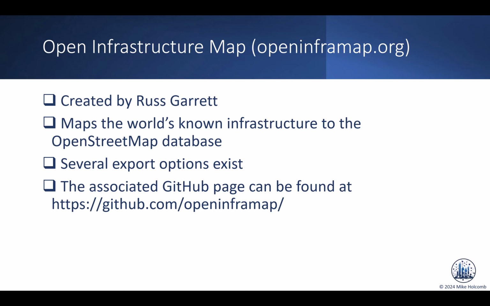And so the platform, you can see, was created by Russ Garrett, and it was taking the OpenStreetMap platform, application slash database, and adapting it to where you can look at a majority of the world and see where infrastructure is, especially when we think of critical infrastructure, power, water, rail, right, those types of things, that we can see them on the map.